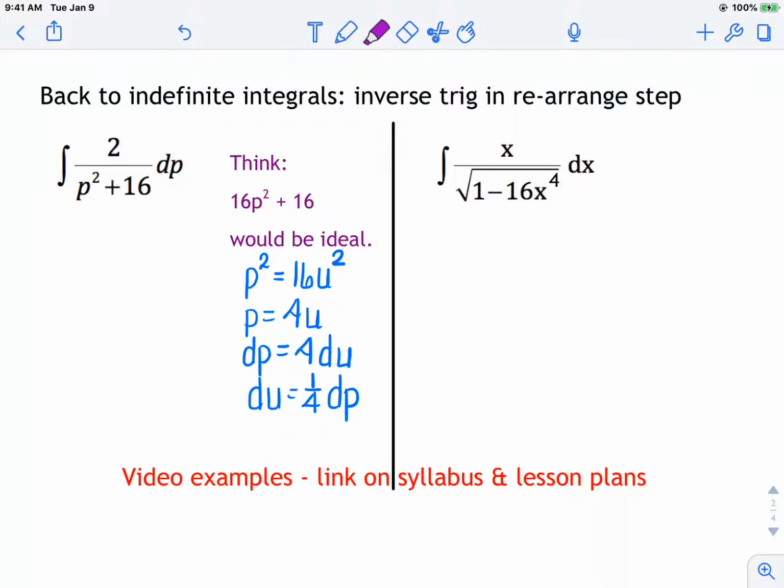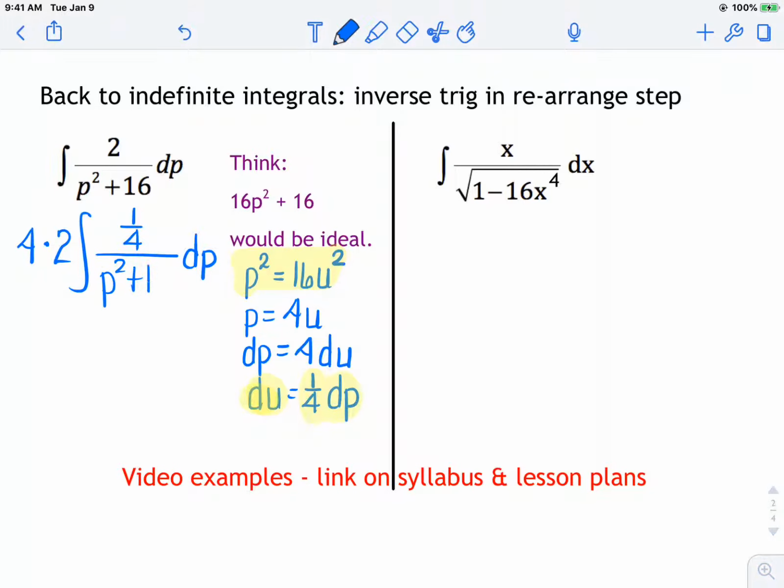So when I go to look at what I'll be doing in my substitute stage, in order to get my correct differential in there, I'm going to need a 1/4 dp that I don't have right now. So I am going to multiply one in and still bring that 2 out front. I would like a 1/4 and then the dp so that I can satisfy changing over to du. And in the denominator, I can already see what I'm going to be using. I'm going to replace p squared with 16u squared, so I have my substitution.